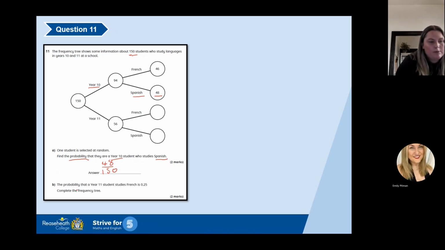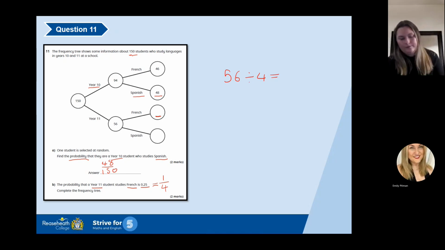Okay, the next question. The probability that a year 11 student studies French is 0.25. Complete the frequency tree. Okay, so we've got year 11 and French. That's what we're looking at here. So I know that 0.25 is equivalent to 1/4. So what I'm going to do is 56 divided by 4 on my calculator. So 56 divided by 4 equals 14. So I know that I can put 14 in there.